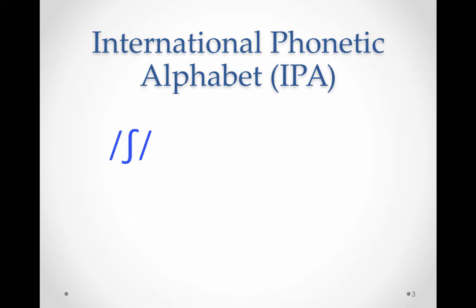One of the symbols is, for example, this. Looks like an S, but it's a little longer. And this sound represents sh, as in shoe. Usually you associate this with the SH spelling in English, but that is not always true, as we will see later. The two bars on the sides represent the idea that this is a sound and not a letter.